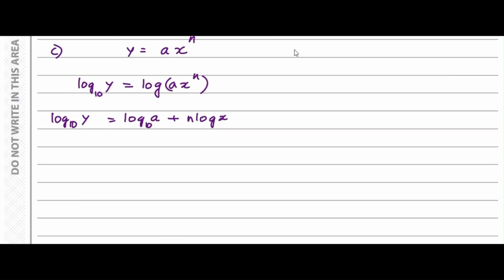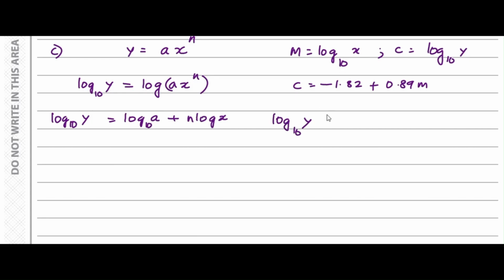On the other side, we have been told that m is equal to log x to the base 10 and c equals log y to the base 10. Also, c equals minus 1.82 plus 0.89 m. Suppose we replace c and m with these logarithmic expressions, we get log y to the base 10 equals minus 1.82 plus 0.89 log x to the base 10.